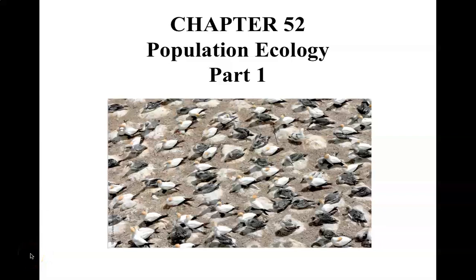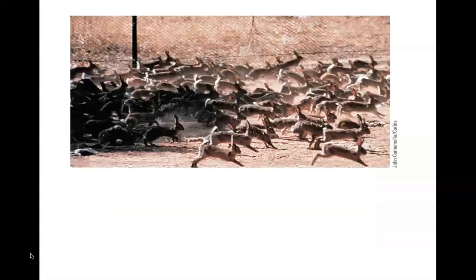Chapter 52. So this chapter is called Population Ecology. We got an introduction to the discipline of ecology in the last video series covering chapter 51. And now we're going to turn our attention to how populations change in time. And so the book gives a starting scenario to get you situated by talking about rabbits.